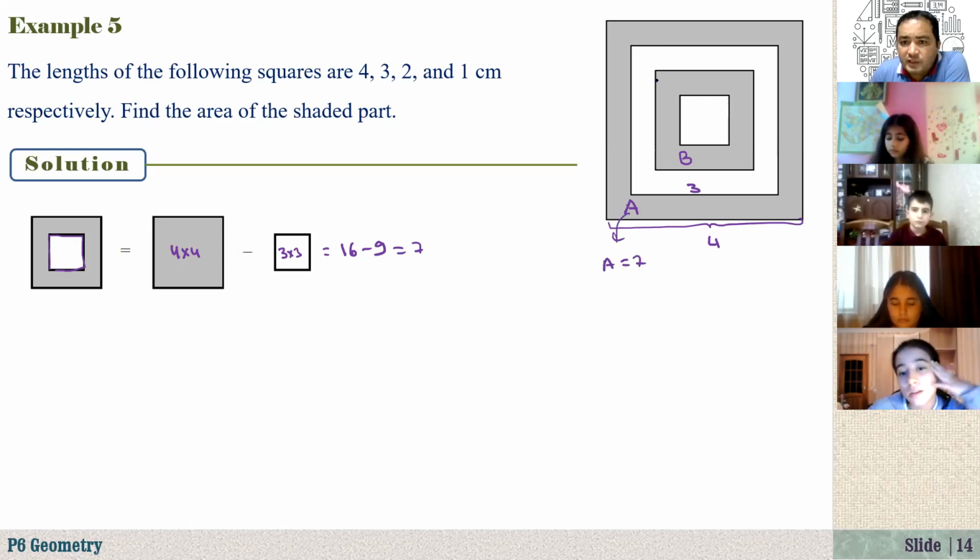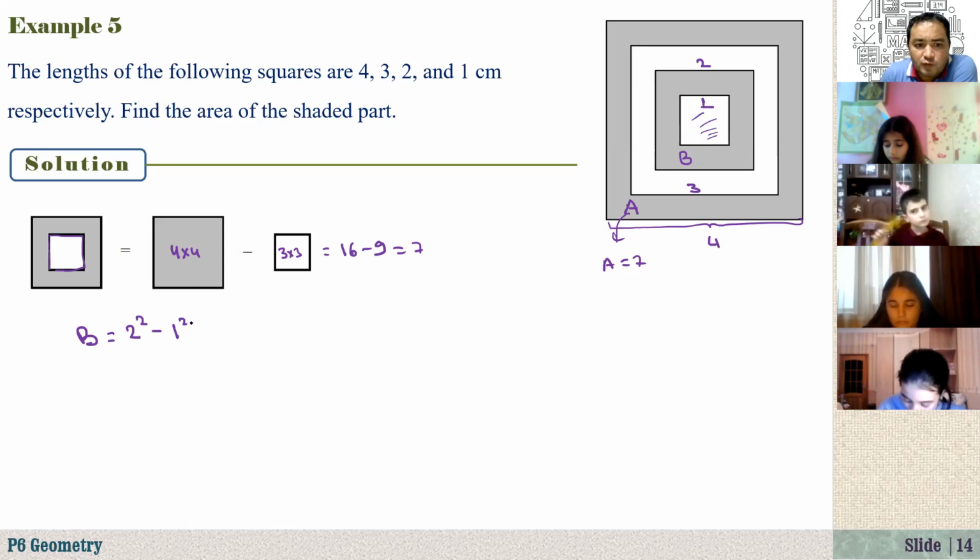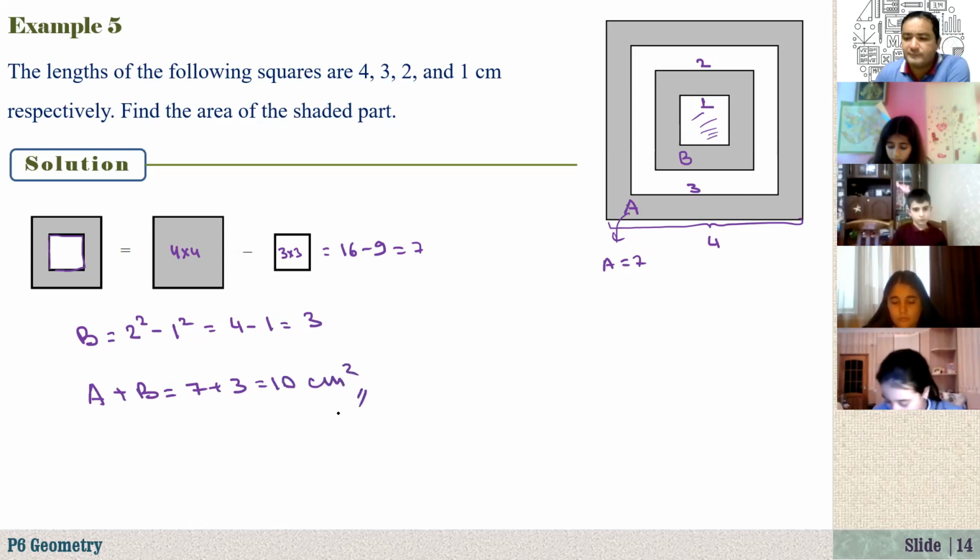In a similar way, how about here? The length of the big one is 2, and the small one is 1. To find the area B, B is equal to 2 squared, the area of the big one, minus we are removing this purple shaded part, that's 1 squared. So 2 squared is 4, minus 1 squared is 1, that's equal to 3. Now, what is the total area? A plus B is equal to 7 plus 3, that's equal to 10 centimeters squared.